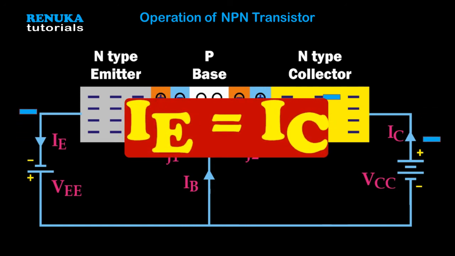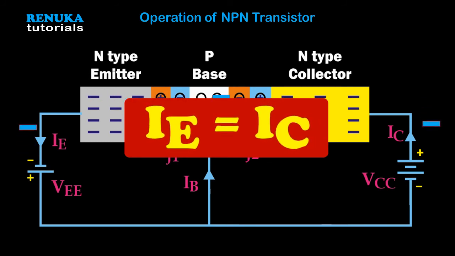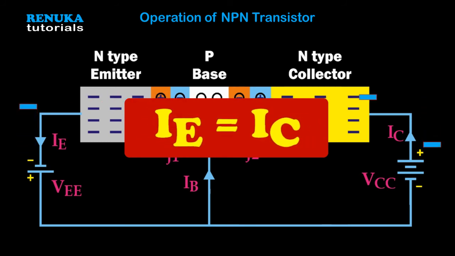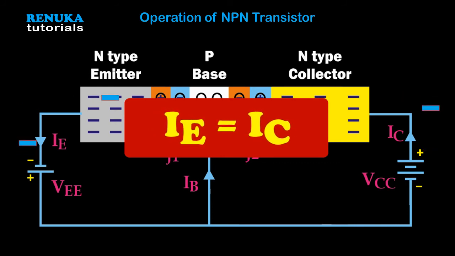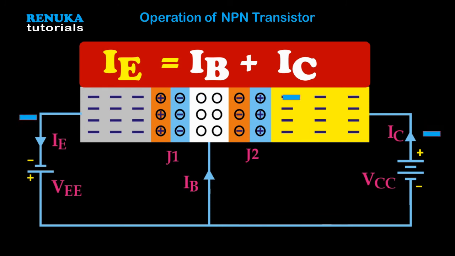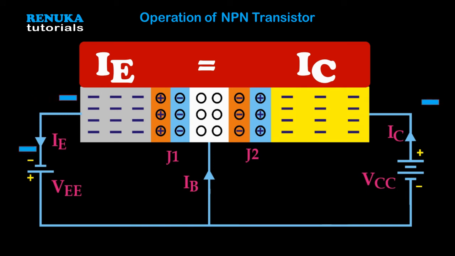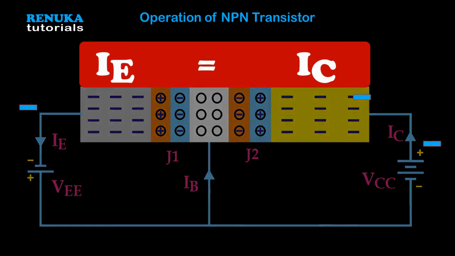This is because the current supplied from the emitter passes through the base and reaches the collector, and nearly all the emitter current reaches the collector. So that is why we can say that the collector current and emitter current are equal. The transistor equation can be derived as the emitter current is equal to the base current plus the collector current. As the base current is very small, the emitter current and the collector current are near about the same. This is how the NPN transistor works.